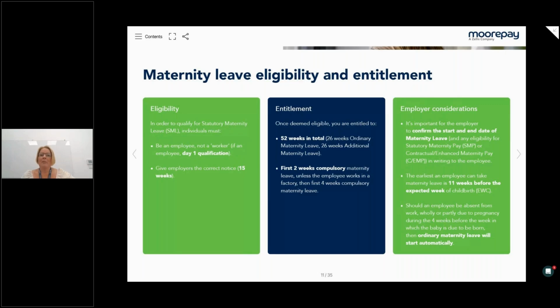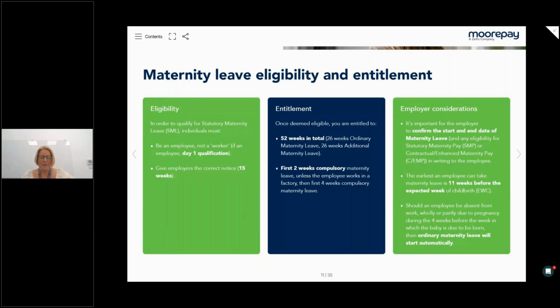Like I say, you might have a policy that gives different requirements, so double check your policy to make sure that's what you ask for, because if you've got company maternity pay, you might have different measures. But normally it is by the 26 weeks technically. Okay, so once deemed eligible, i.e. if you're an employee and not a worker, because a worker isn't entitled to maternity leave, they may be entitled to maternity pay or maternity allowance, but they're not always entitled to leave.